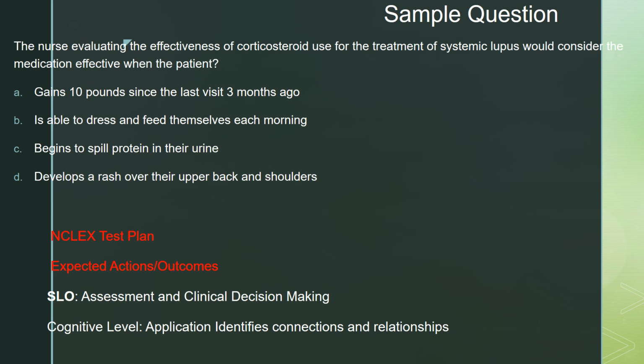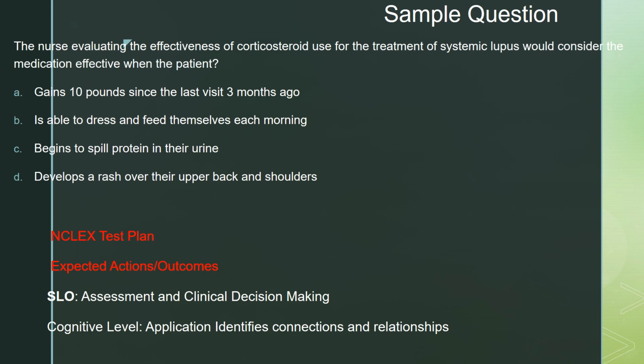B, is able to dress and feed themselves each morning. Okay, with that choice, you have to know, does systemic lupus cause fatigue and cause problems with movement, mobility, that kind of thing? C, begins to spill protein in their urine. Now that doesn't sound like a good thing, does it? Or D, develops a rash over their upper back and shoulders. And that doesn't sound like a good thing either.